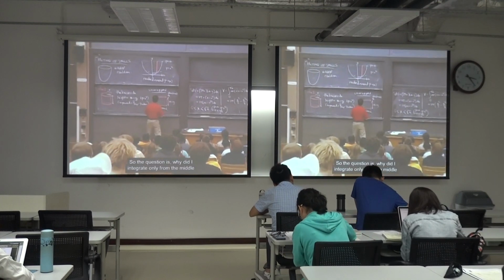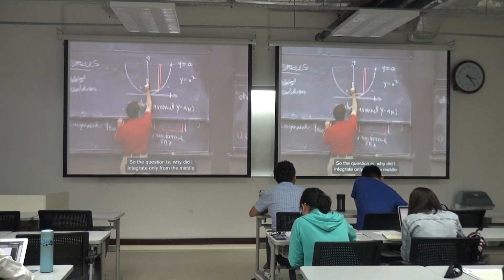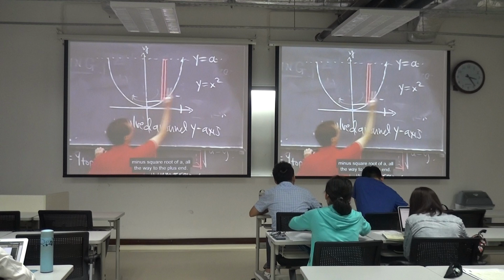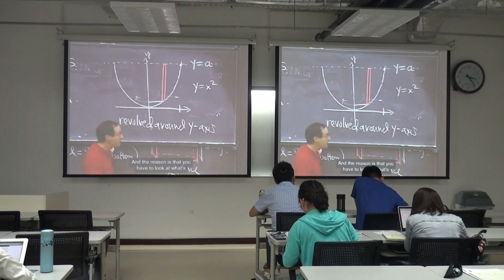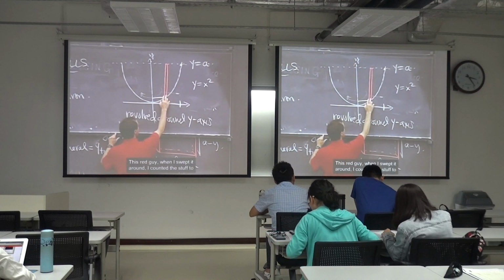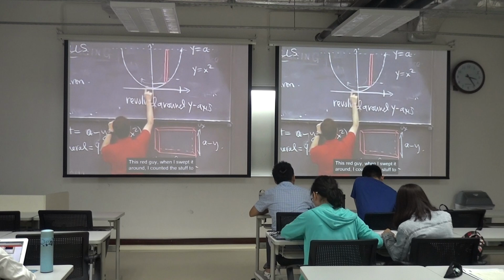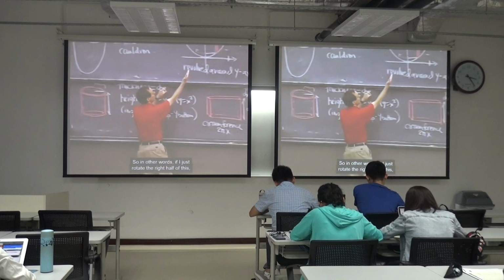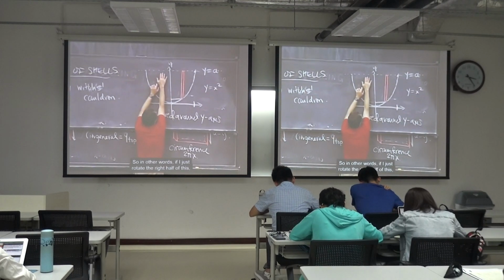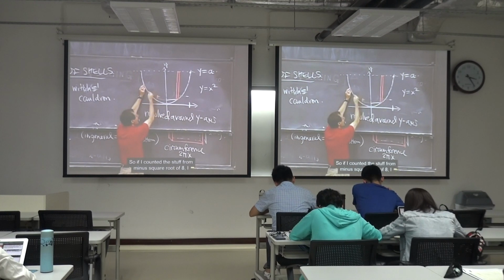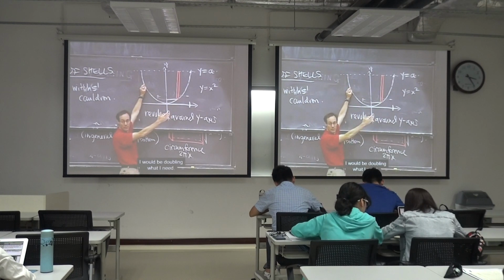Right, so the question is, why did I integrate only from the middle to this end, instead of all the way from over here, minus square root of a, all the way to the plus end? The reason is that you have to look at what's happening with the rotation. This red guy, when I swept it around, I counted the stuff to the right and the left. So if I just rotate the right half of this, I'm covering the left half. If I counted the stuff from minus square root of a, I would be doing it twice. I would be doubling it.